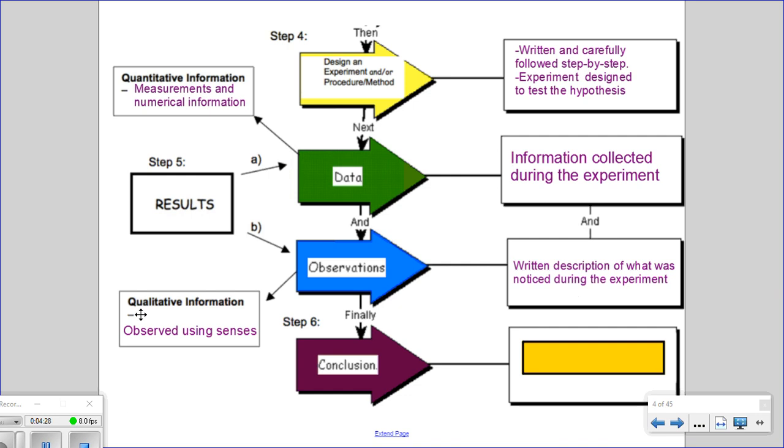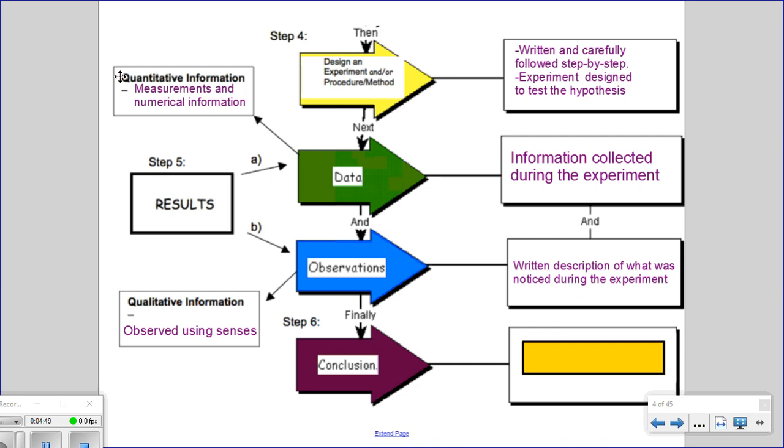Now, to remember the difference between quantitative and qualitative, I always look at the fact that quantitative has an N in it, and that N stands for numbers or numerical information, so you're always gathering numbers with quantitative information.